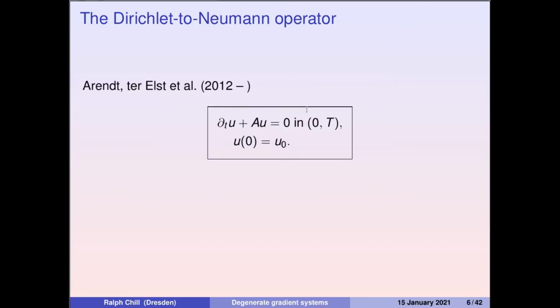This problem was also written as a Cauchy problem by Arendt and ter Elst in 2012 and in several papers actually, where they developed a theory how to deal with such kind of problems, where you have this coupling of a parabolic equation and an elliptic equation. And I will also come to this later.